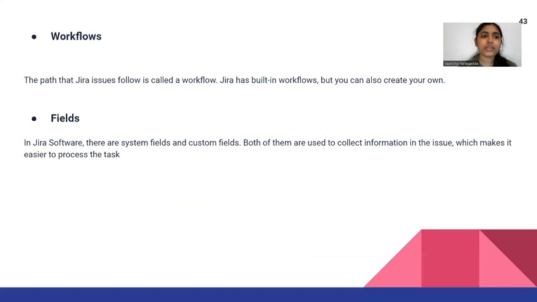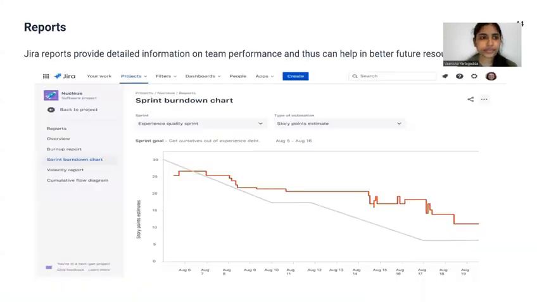Then the workflows. The path that Jira issues follow is called a workflow. Jira has its own built-in workflows, but we can also create our own workflow. As I said, it has adaptability, so we can build our own fields. In Jira software, there are system fields and custom fields. Both of them are used to collect the information of the issue, which makes it easier to process the task.